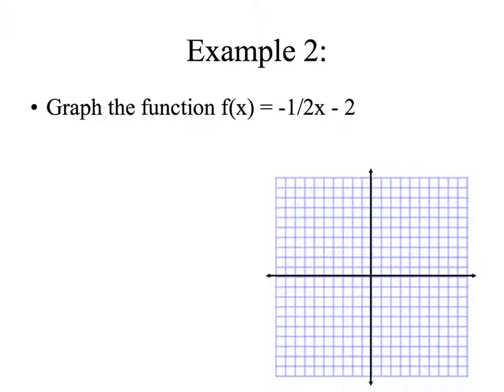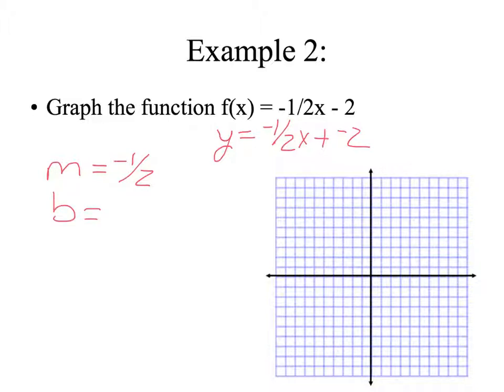So here, again, I'm going to make the f of x y equals, so y equals negative 1/2 x plus negative 2. Change your subtraction to plus the opposite. My slope is going to be negative 1/2, and my y-intercept is going to be 0, negative 2. So I'm going to go ahead and graph it. Always start with your y-intercept first, and your y-intercept should always be on the y-axis or the vertical axis first.